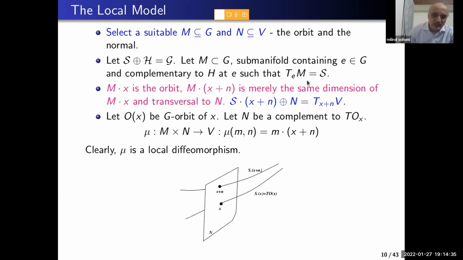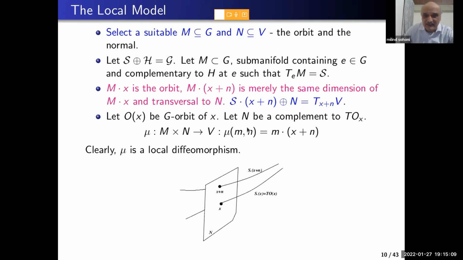So by this choice, what we have is M dot X. If I look at X and apply M to it, it is in fact the orbit, right? We are going to get locally the orbit. But M dot X plus N, in the neighborhood of this point, is nearly the same dimension as M dot X, right? And it is transversal to N. So that's all we can say. The orbit of X plus N may be much larger than M, because the stabilizer of X plus N may be much smaller and M may not be a complement.